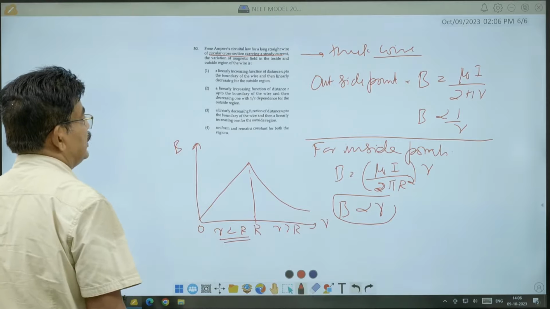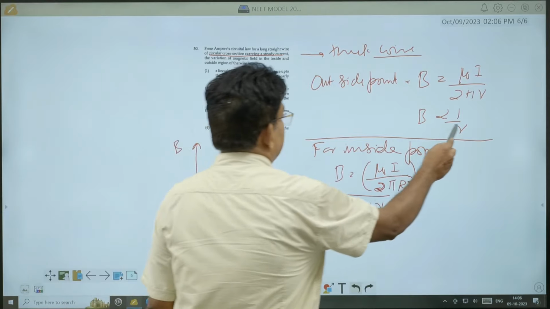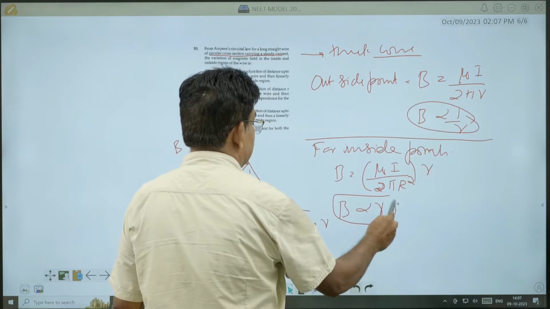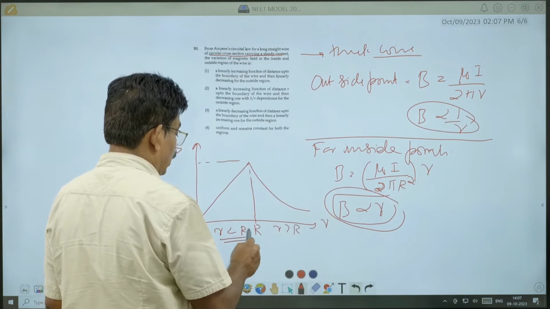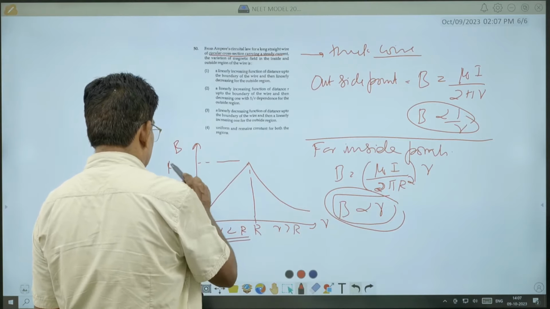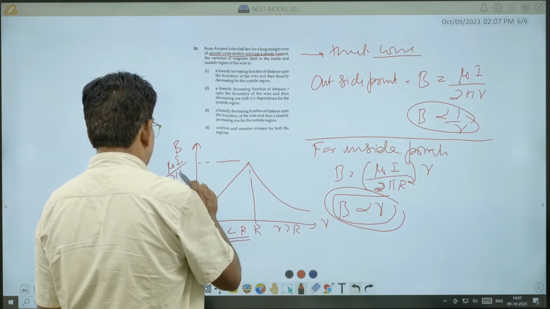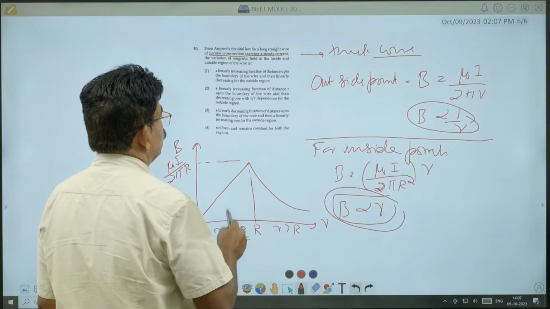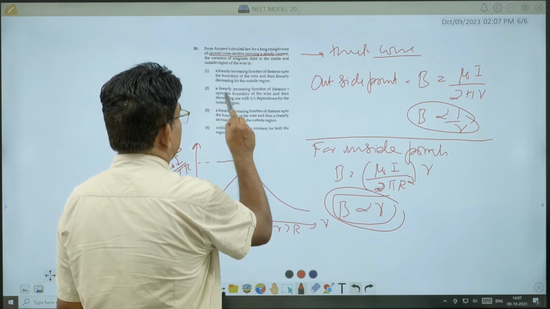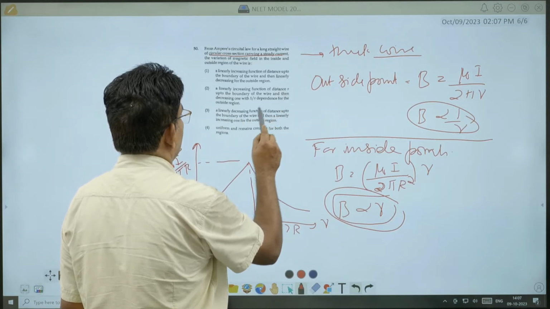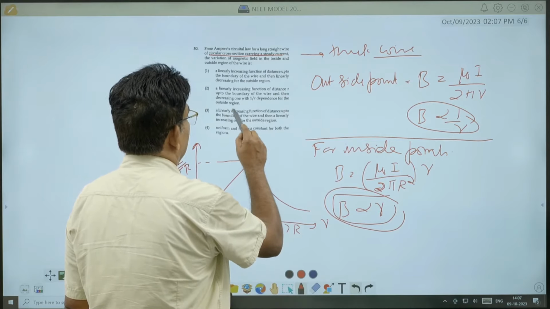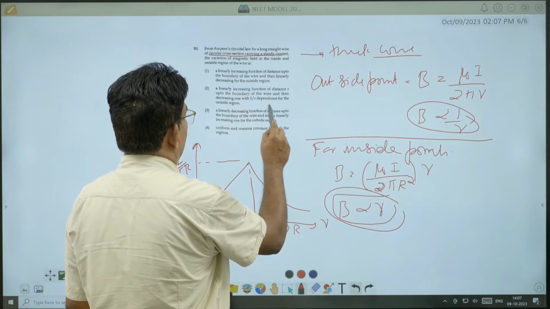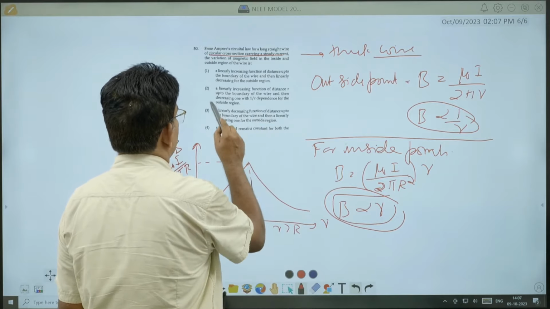So the correct answer is: outside B is inversely proportional to r, inside directly proportional, and the field is maximum at the surface, that is μ0 I by 2π R. This option is correctly given: linearly increasing as a function of r up to the boundary, that is up to the surface, and then decreasing with 1 by r. So the correct option is 2.